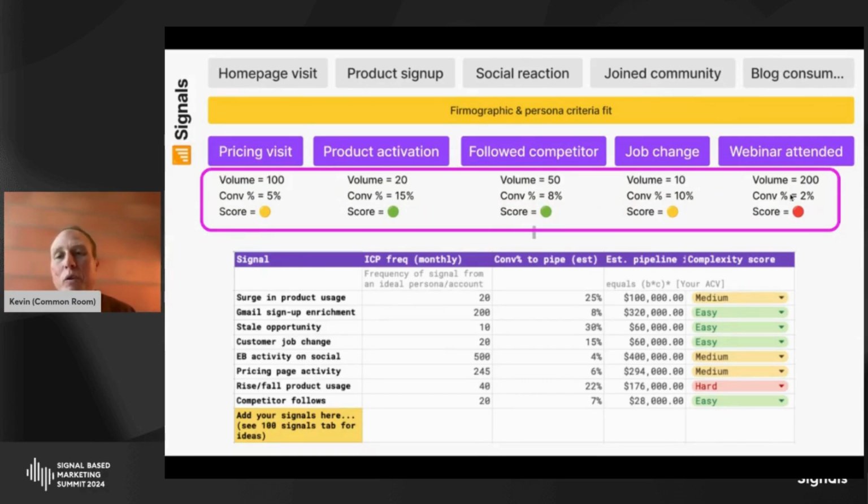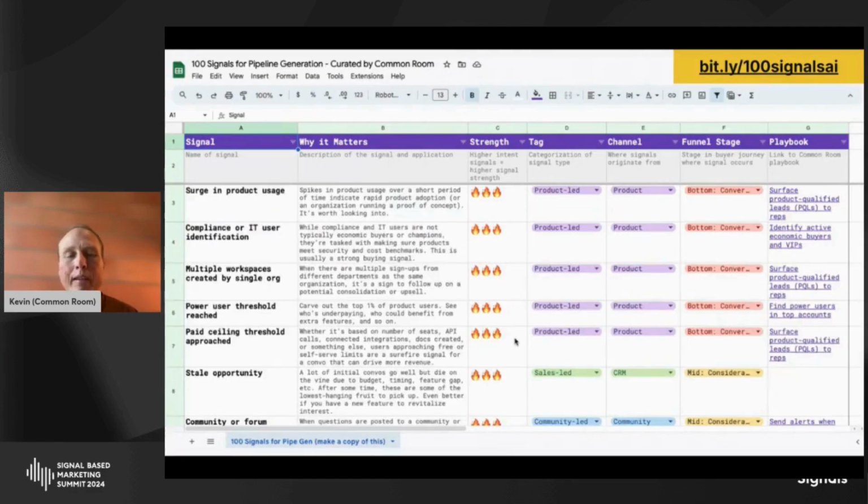So if our team was working all of these leads in the red, we'd essentially be having net negative revenue generation. It would be like burning cash essentially. So this is the lens that I look at: should you action a signal or not?